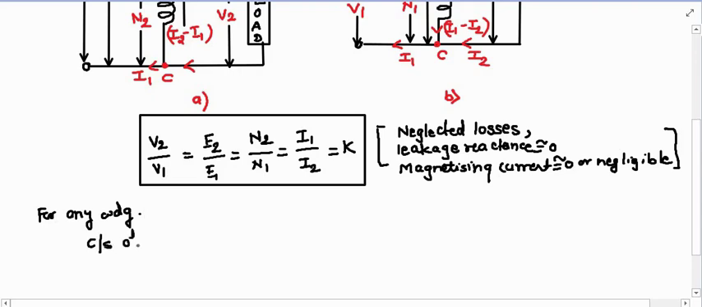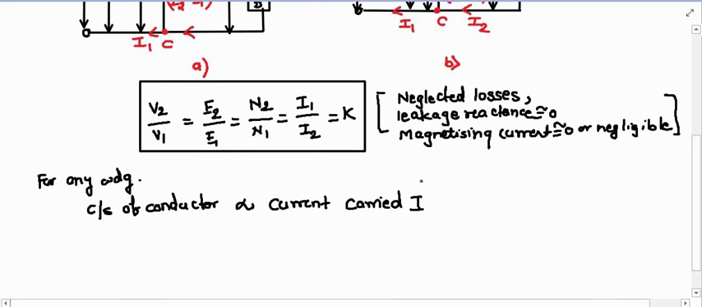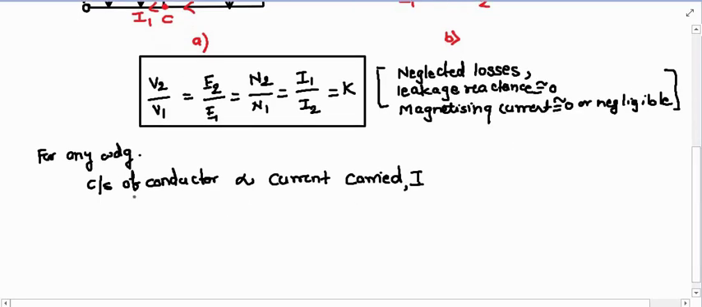The cross section of the conductor of the winding is proportional to the current carried. If the cross section is more, it means the winding may carry more current. If the cross section is less, it means resistance is more, so it will carry less current, right? So the cross section of any conductor is proportional to the current. That I can write down.